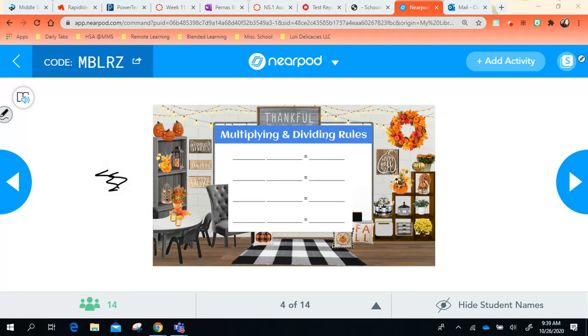Multiplication and dividing rules. So we use these rules when we multiply and when we divide. So when I'm multiplying and dividing, if I have a positive times a positive or a positive divided by a positive, my answer is going to be positive.